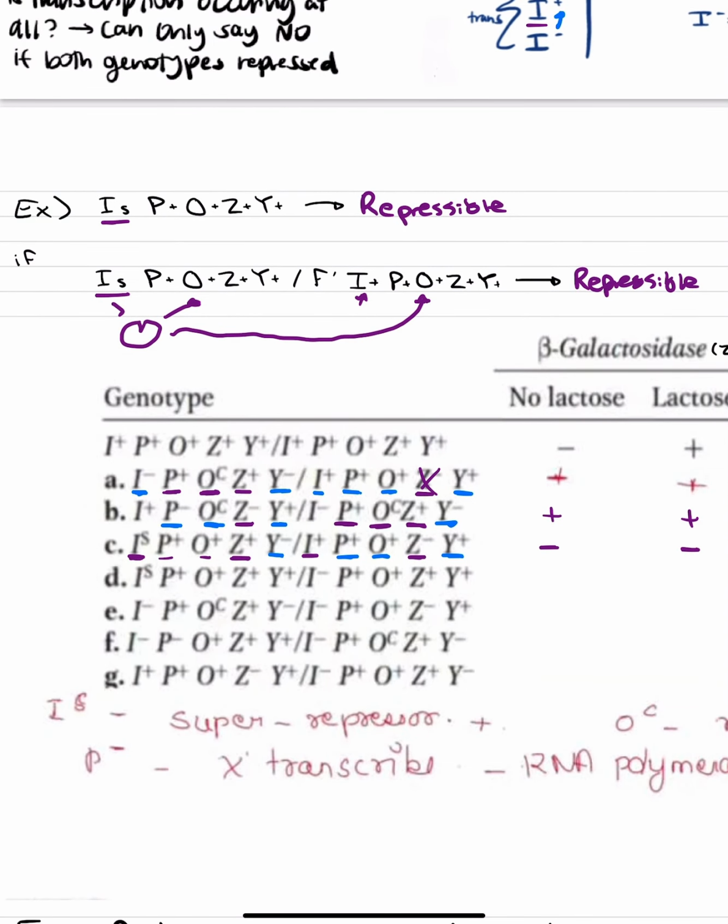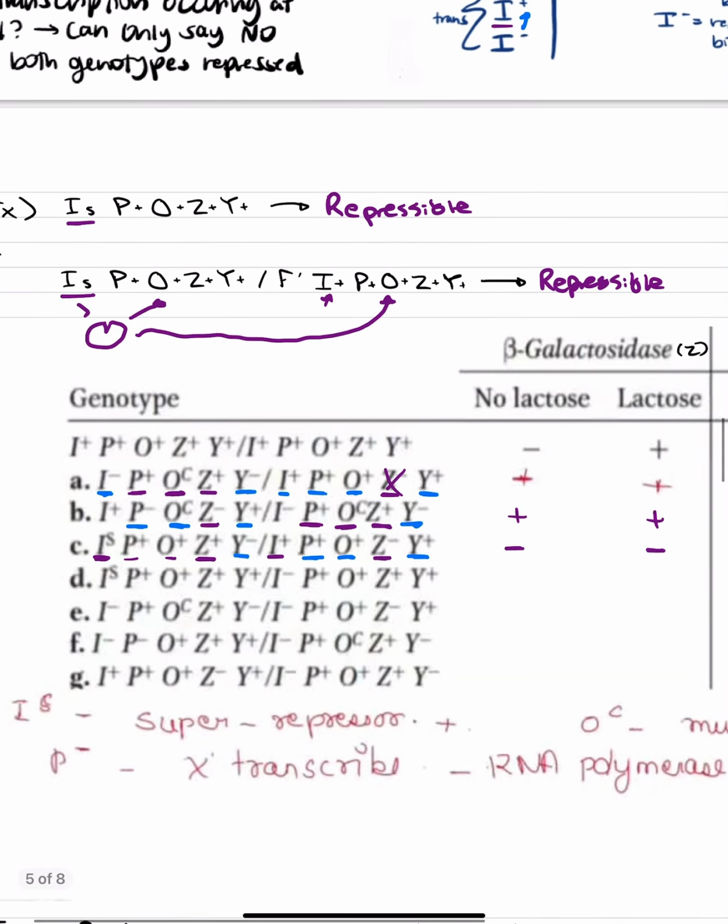For D, we see that for beta-galactosidase, or for Z, we have a working Z here. We also have another working Z here. Looking at the cis-acting elements, we have a working operator, a plus, and a plus. Looking at this one, we have a plus and a plus.